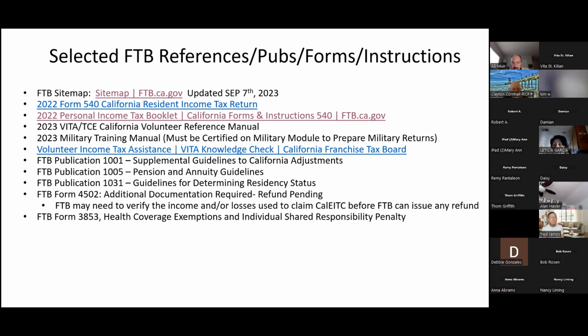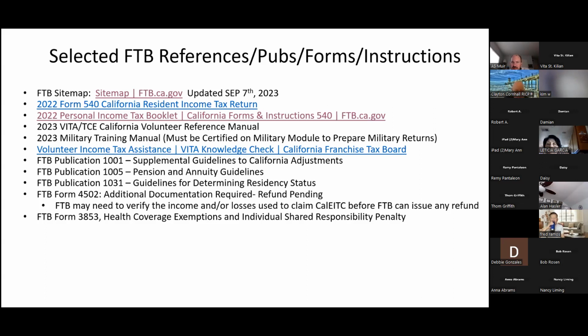I recognize that as of present, St. Killian's is not going to prepare military returns. If that does happen, then of course you're going to have a number of people to be certified. There's an entirely different manual for military returns, and the 2023 has been published. So again, keep in mind, once the site coordinator approves additional training, then you're going to have multiple people certified. And that military training manual has been published.